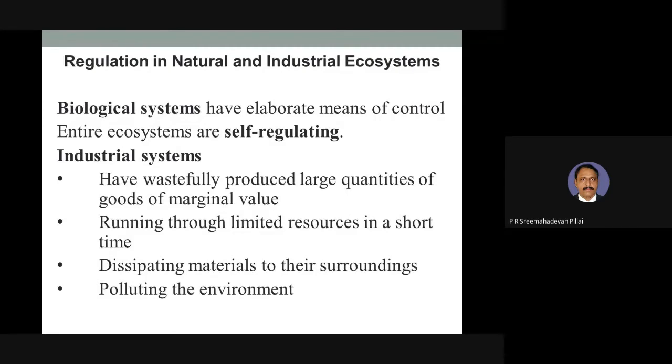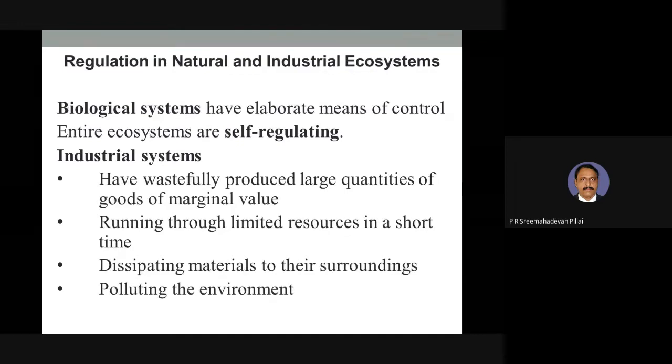Okay, so we'll come back to the slides we have been discussing. As I told, there are two systems, the natural systems and the industrial systems. The natural systems, or the biological systems, have got their own control. They are self-regulating, whereas for the industrial systems, the regulation also has to be human. We have to impose certain regulations.